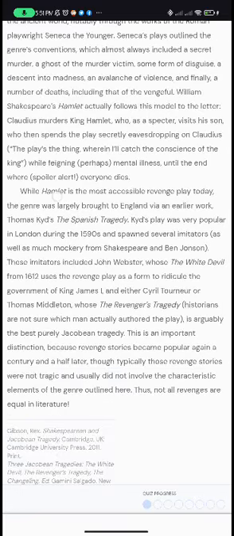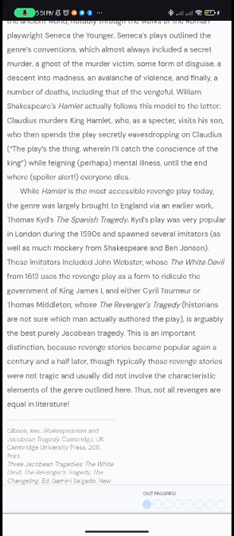And while Hamlet is the most accessible revenge play today, the genre was largely brought to England via an early work: Thomas Kyd's The Spanish Tragedy. Kyd's play was very popular in London during the 1590s and spawned several imitators, as well as mockery from Shakespeare and Ben Jonson.